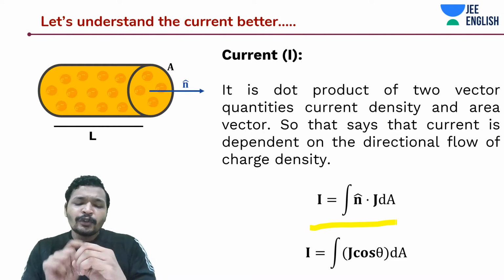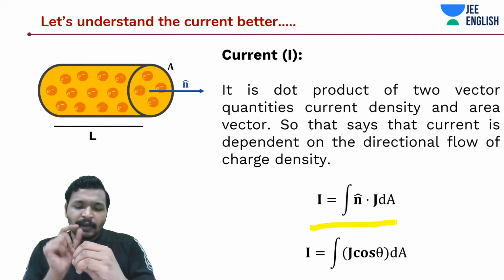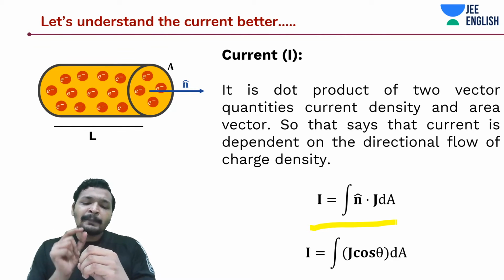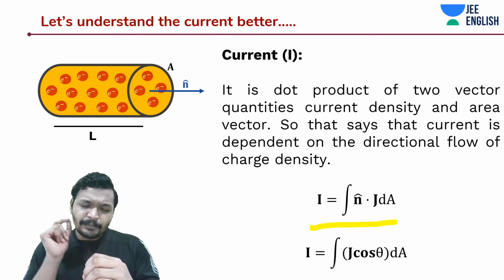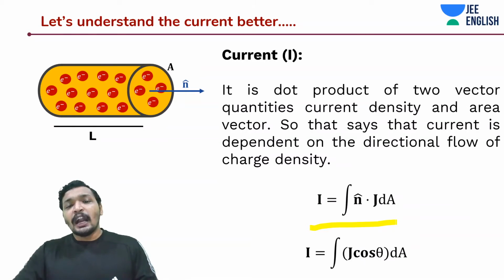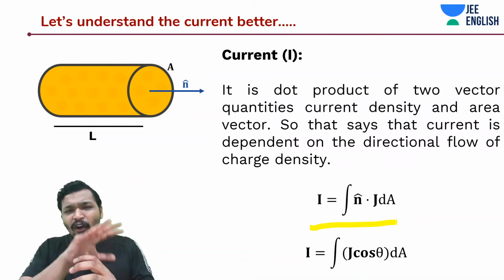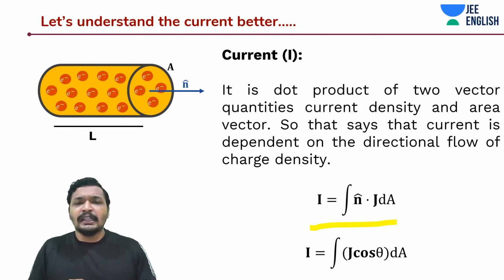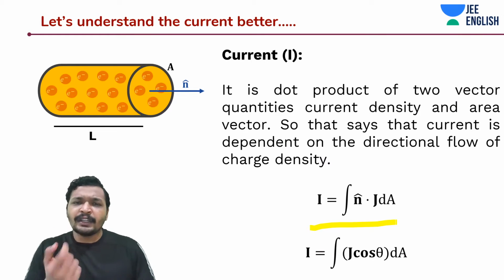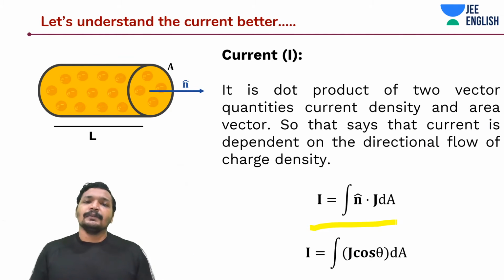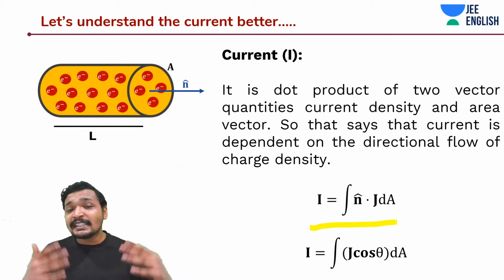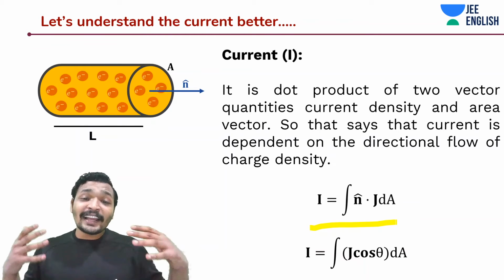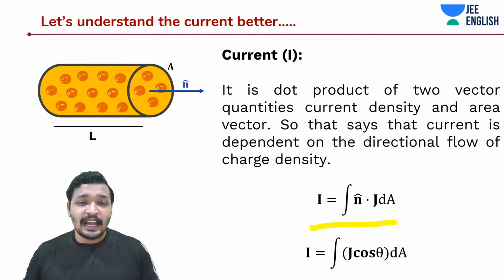So what you do is calculate the current density, and then take a dot product of it with the area vector, and you will calculate the current. And you will add all such current density into area vector elements for every single small unit area, and then you will get the current. Okay, I know it's a new perspective on understanding current, but isn't it awesome? Like, why is current a scalar? We have so many reasons for current to be scalar.